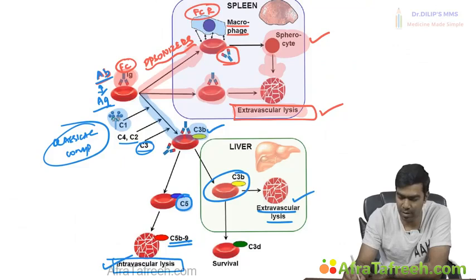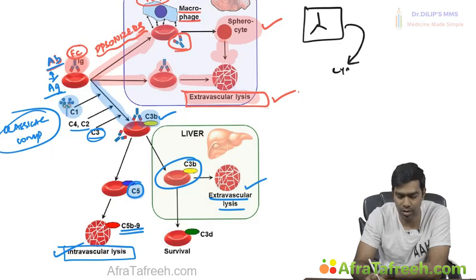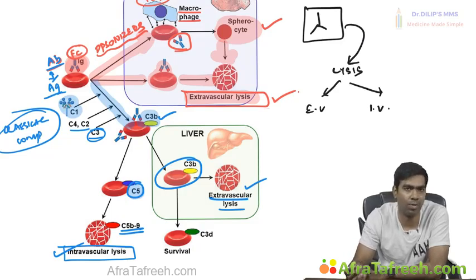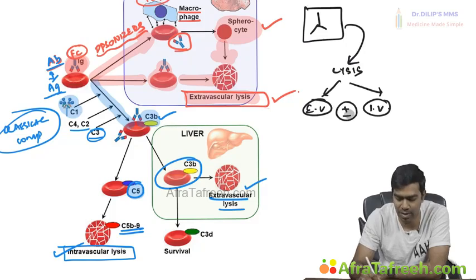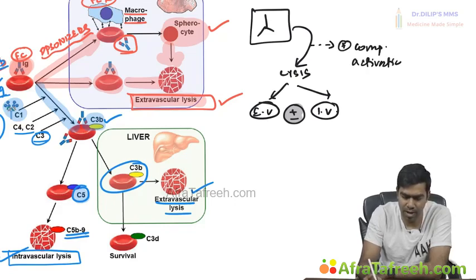So whenever you have an autoimmune hemolytic anemia, the primary problem is the antibody. Once you form this antibody, it is going to cause hemolysis. This hemolysis can be extravascular or intravascular. Certain autoimmune hemolytic anemias can cause intravascular hemolysis predominantly, certain others can cause extravascular hemolysis predominantly, but many times it will be mixed. They can have both intravascular as well as extravascular hemolysis. That's why I am writing plus or minus. And in between, you might get additional complement activation also.